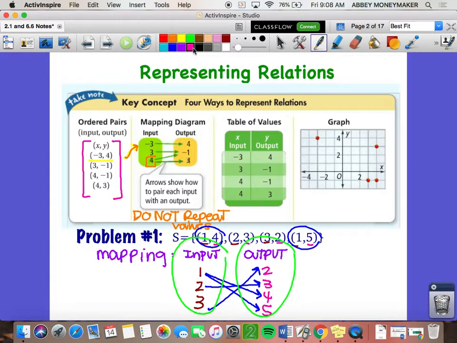If you wanted to list those as a table, we could just do a little T-chart here, X, Y. We could say 1, 4, 2, 3, 3, 2, 1, 5.